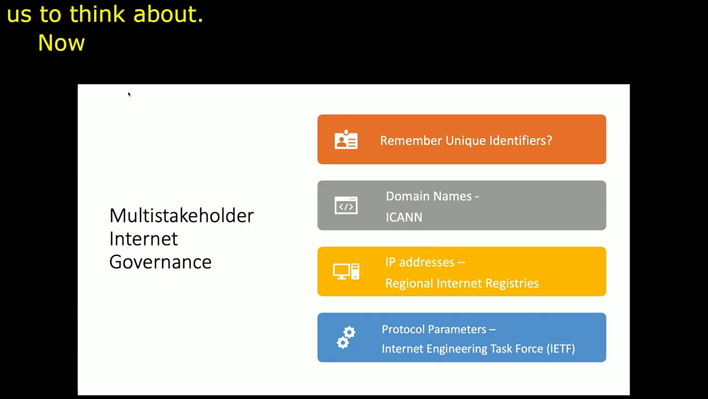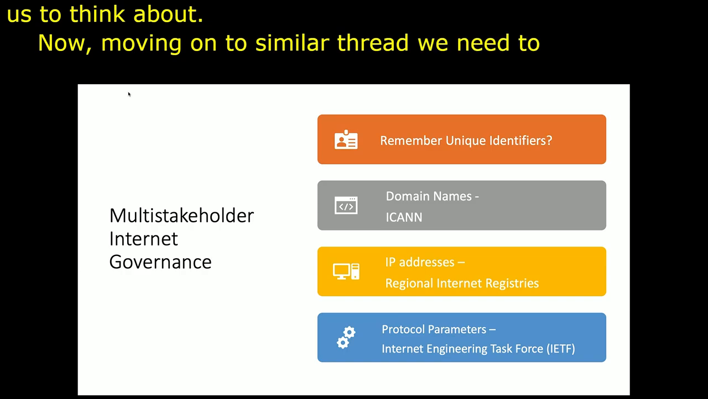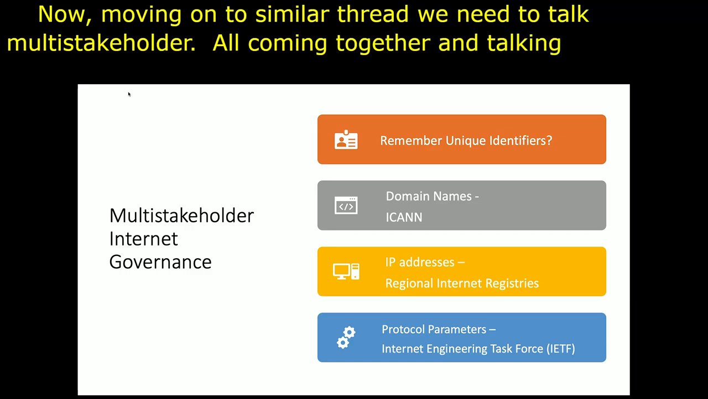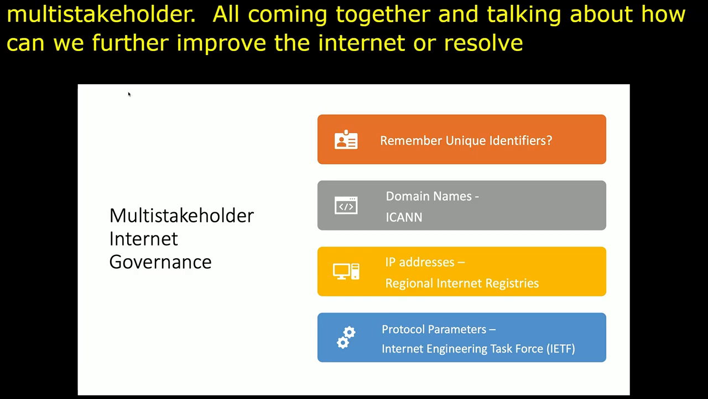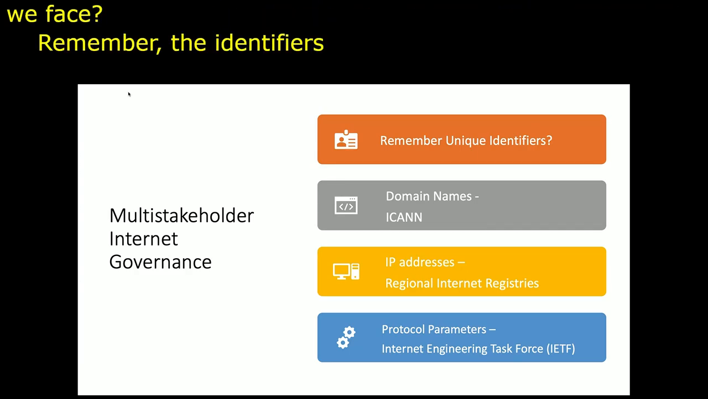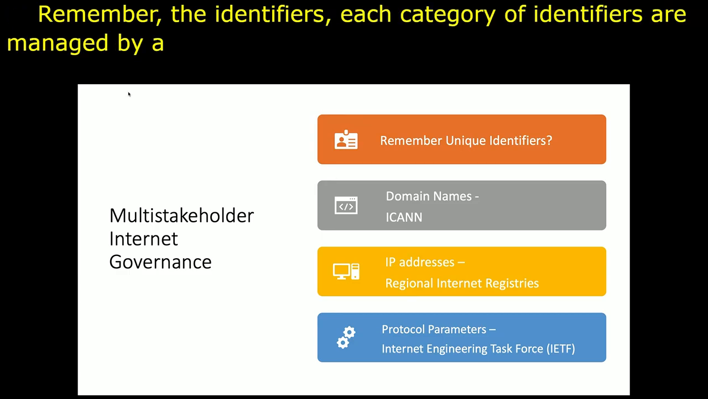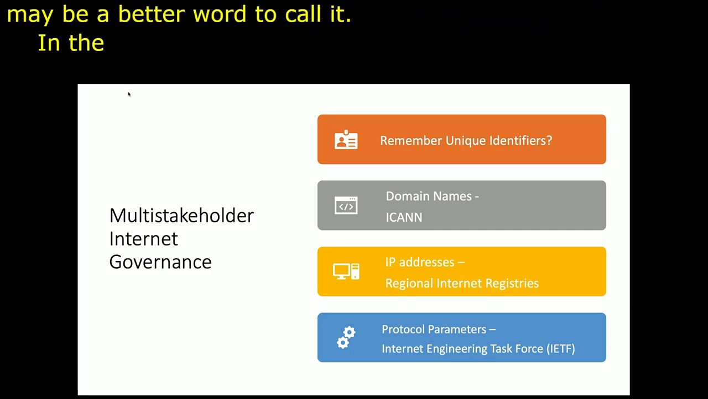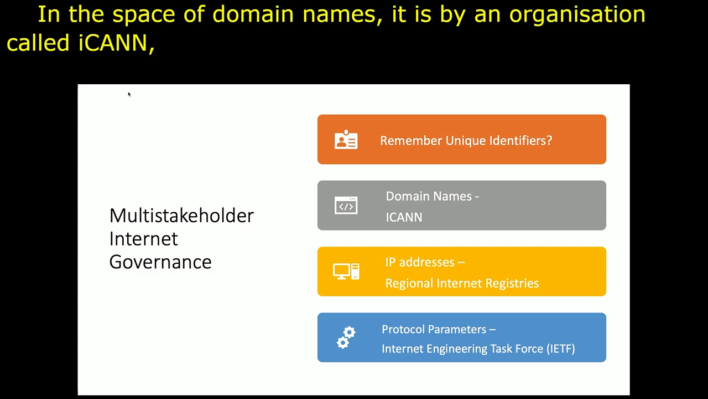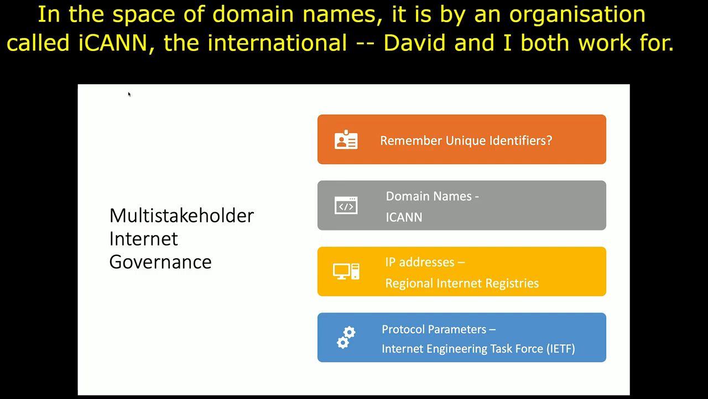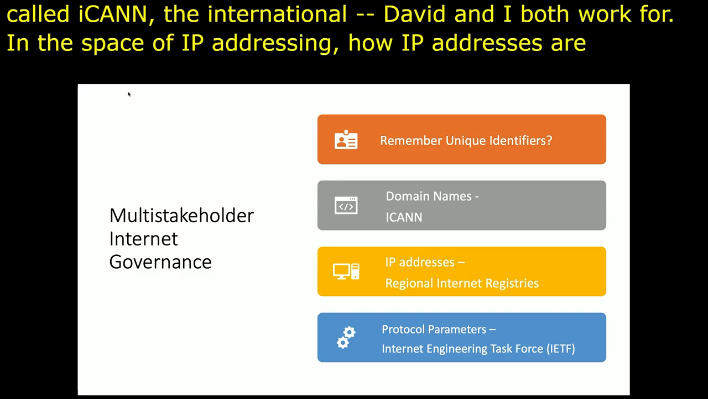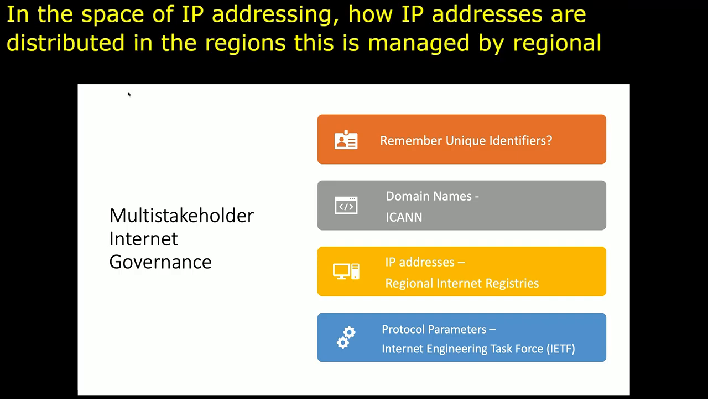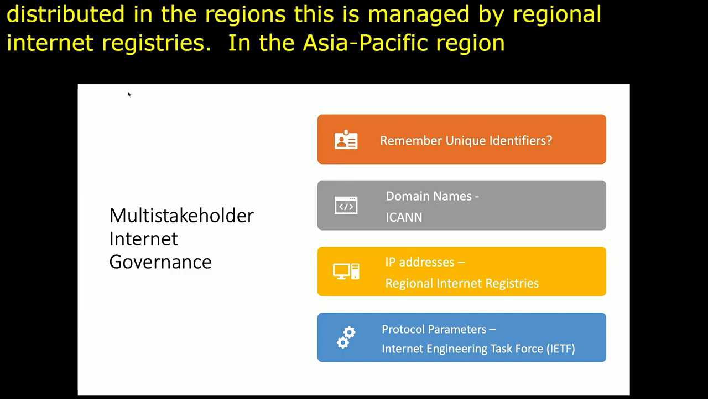Now, moving on to a similar thread, we need to talk about multi-stakeholder internet governance. That's what this Internet Governance Forum is for. Different stakeholders all coming together and talking about how we can further improve the internet or resolve certain issues that we face. So remember the unique identifiers. Each category of unique identifiers is managed by a different organization or platform. I find using a platform might be a better word to call it. In the space of domain names, it is an organization called ICANN, the Internet Corporation for Assigned Names and Numbers, whom David and I both work for. In the space of IP addressing, how IP addresses are distributed in the regions is managed by regional internet registries. And here in the Asia Pacific region, it's managed by Pablo's organization called APNIC. He'll talk a bit more about that later.